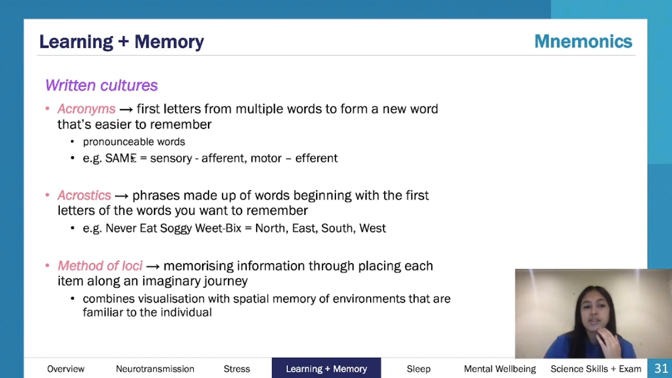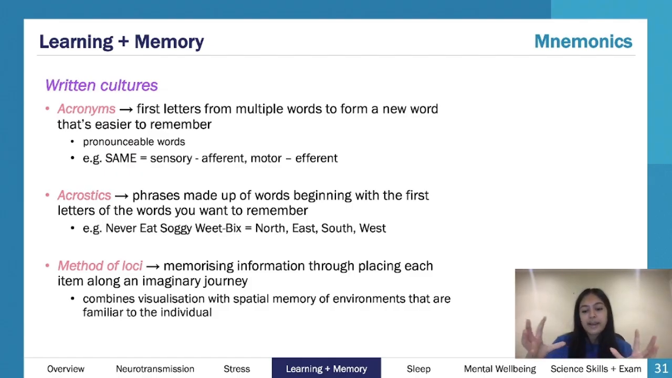Like we were talking about with SAME, sensory afferent, motor efferent, or like a company name, like NASA. It's a pronounceable word. You don't say N-A-S-A, you say NASA. I don't even know what it stands for. But you know, that sort of thing. It's something that you pronounce, whereas if you've got something like RSPCA, you don't say it as a word, you say each letter. So that isn't pronounceable, so that wouldn't be an acronym.